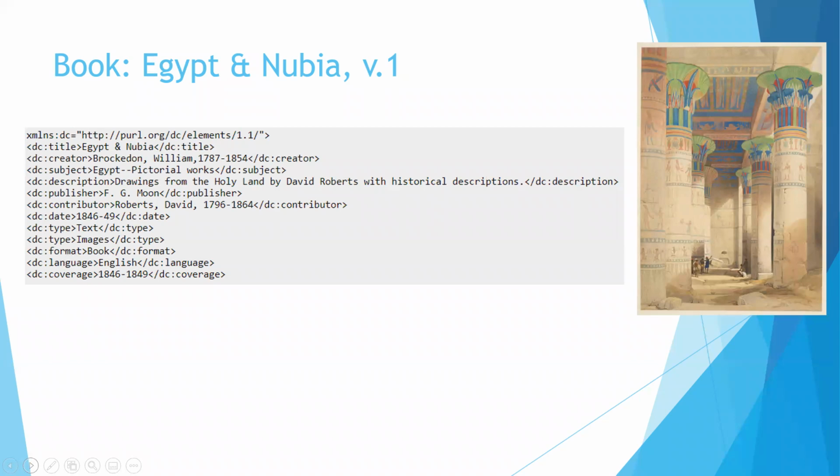So William Brockton actually wrote the historical descriptions, so he's designated as a creator while Roberts is named as a contributor, which I think is a little unfair, but you know, that's the way it is, right? So the Dublin Core elements were entered into the Dublin Core generator, which again, I'll talk about later in this presentation.